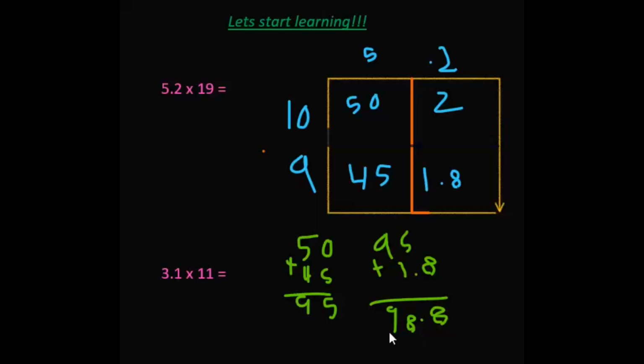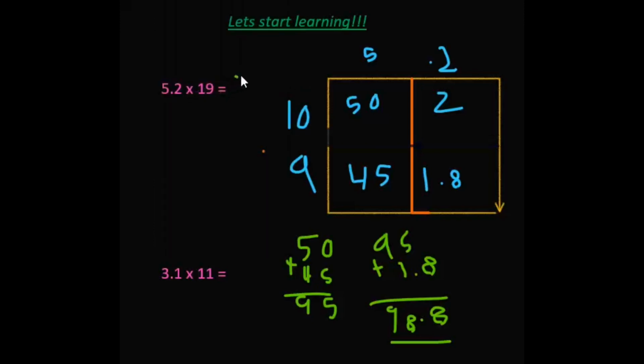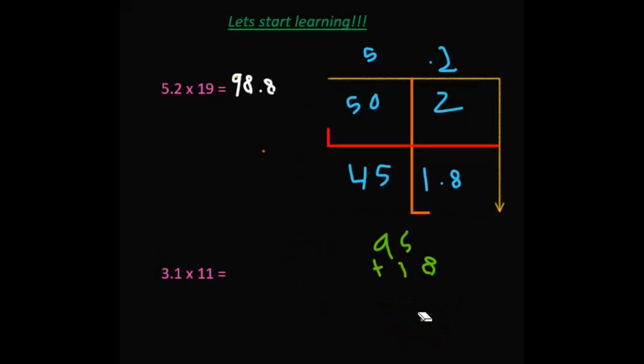Now that we know we have an answer of 98.8 or 98 and 8 tenths, we can write that down here. I'm going to use white to be our final answer writer. 98 and 8 tenths. There, that's our final answer. Now I'm just going to erase all of this work so we have more space to do the next problem. Let me quickly erase this stuff.